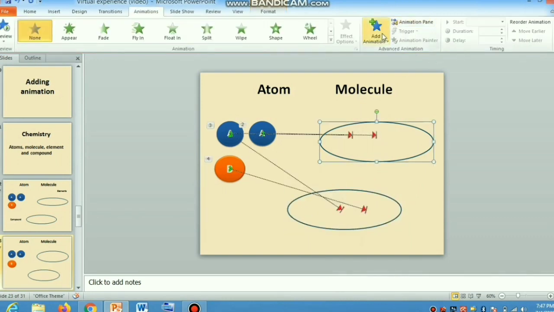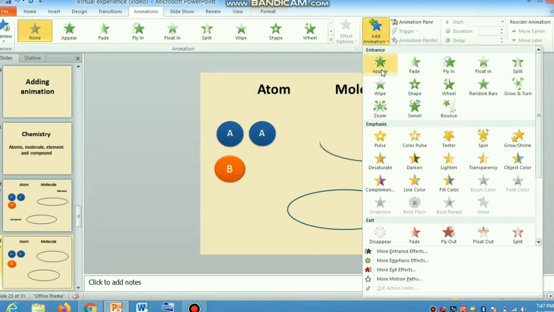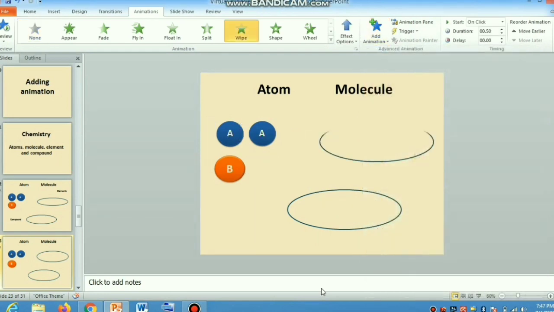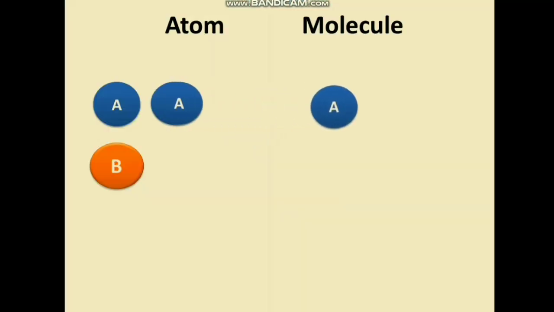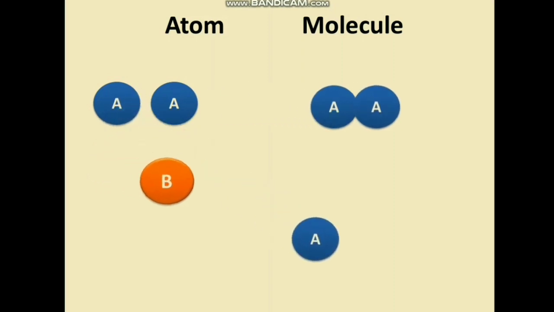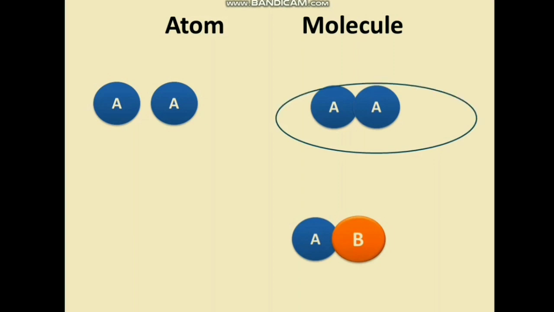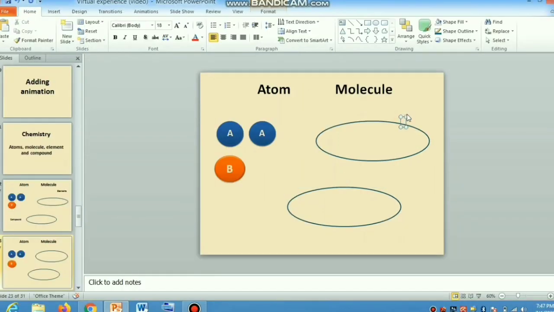Now I will give animation to the shapes to encircle in a proper manner. Let's see the slideshow, and I just click and these atoms are coming together by themselves. And another click to encircle elements and compounds. You may even add elements and compounds text.